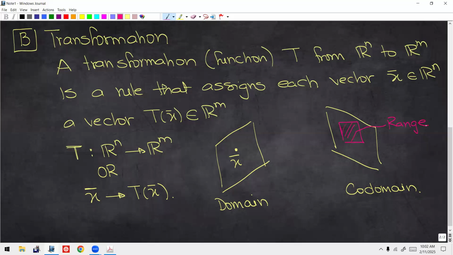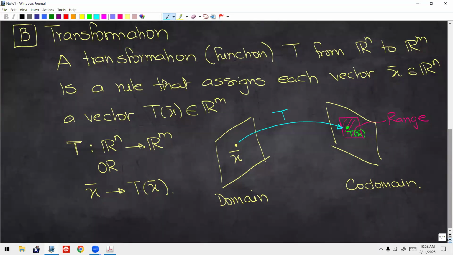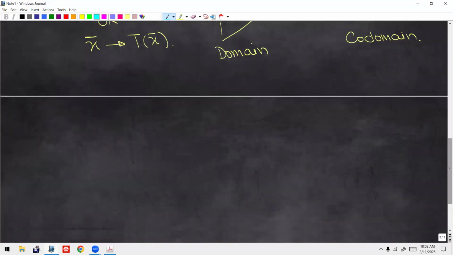Okay. So it's going to take this x and assign it to T of x in the range. Okay. And that's what this is going to do. So that's my transform T. Okay. We call this T of x. Okay. Let me write that down, a couple things, couple notes.